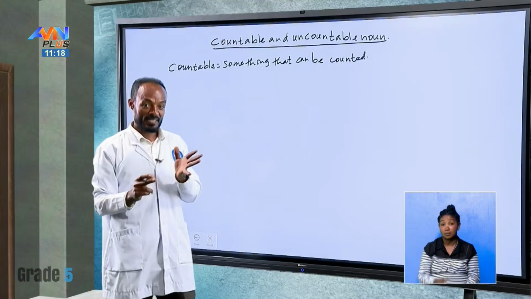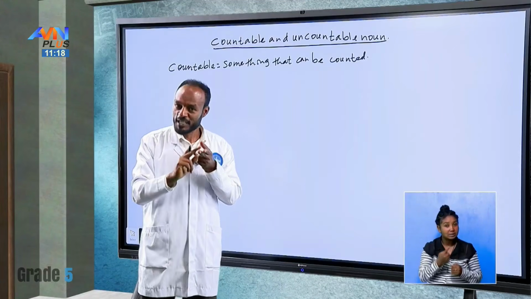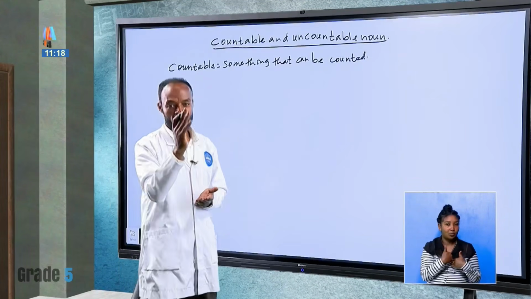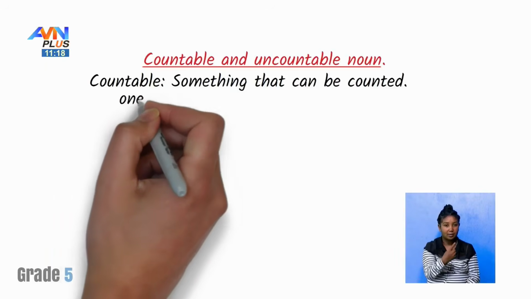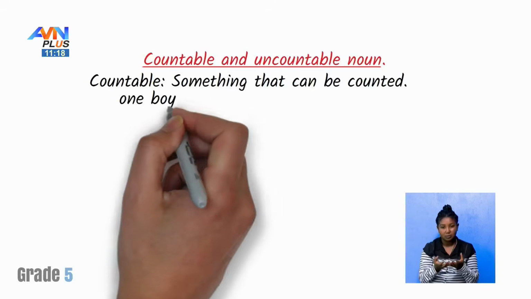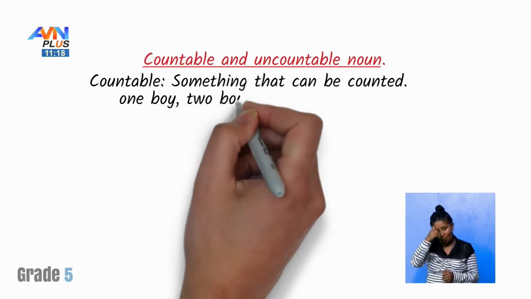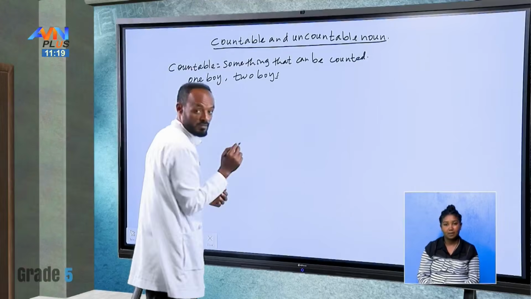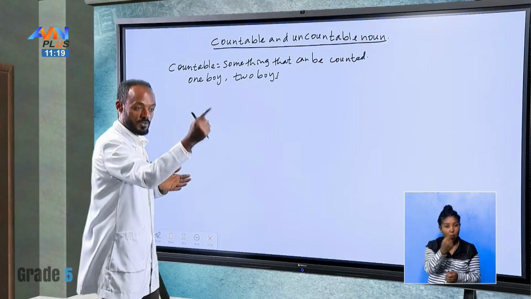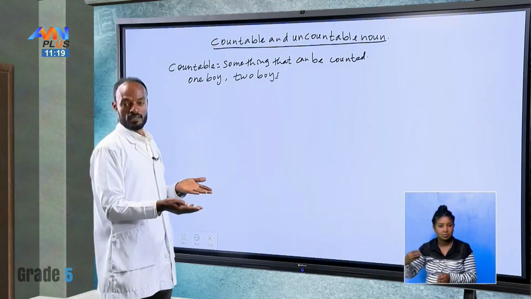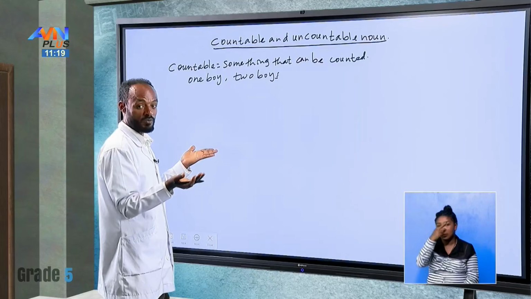Bear in mind, a countable noun has singular and plural forms. For example, when we say one boy, and also we can say two boys. Here, this shows the plural form, okay? So we can say one, two, three, four, five boys. It can be used in such ways because it is countable.